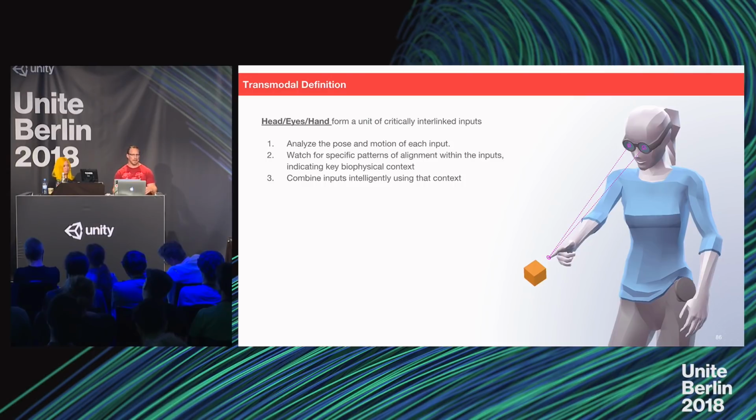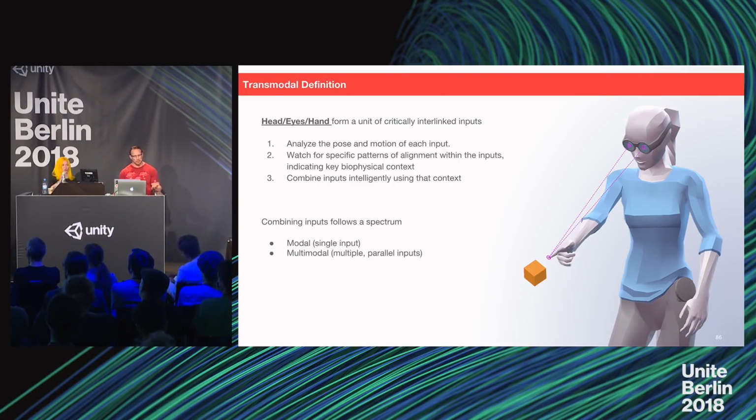And in fact, knowing that context, we can largely also infer the target object or the focus area. Combining inputs is sort of an interesting blasé word. We've actually found a fairly large spectrum of combining inputs. You can either be amodal, which is just a single input, not combining. You can have multimodal, which is multiple inputs being used in parallel. So if this input is above this level and this input is also above a level, you can then start to actually blend them, which we call cross-modal.